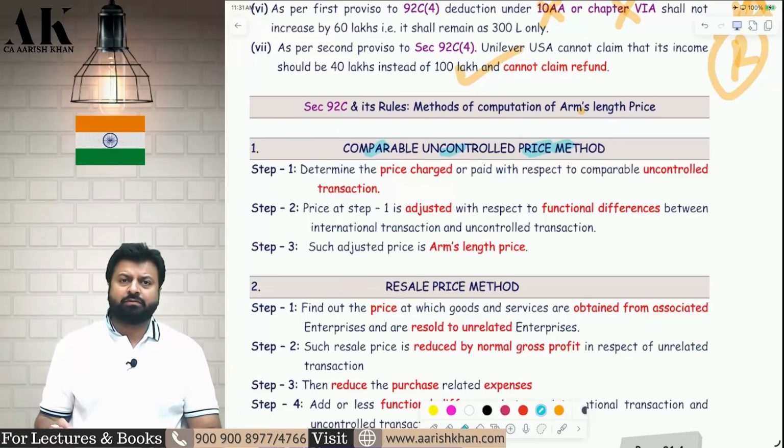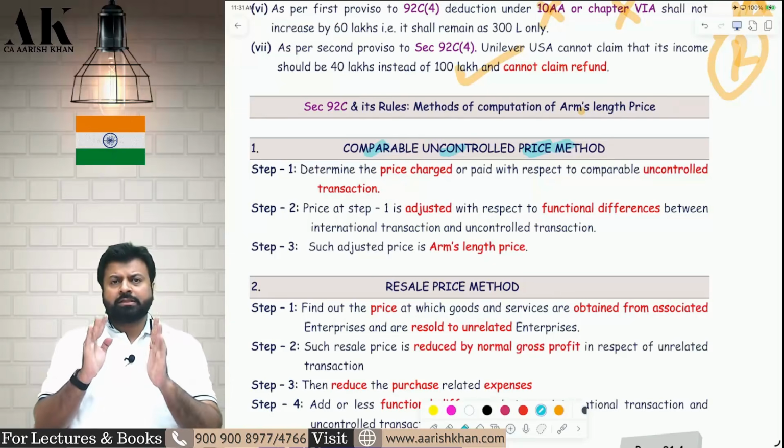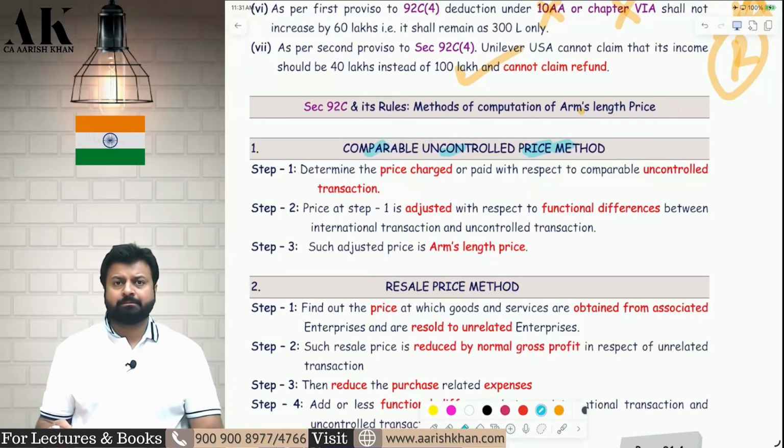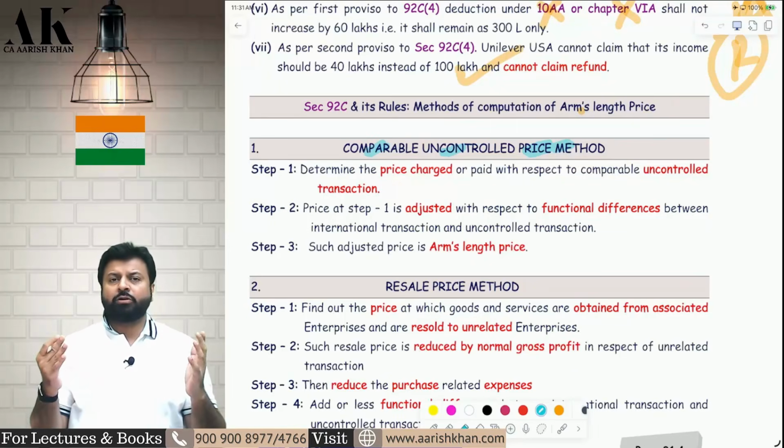Now pay attention please, all of you. Pay absolute attention. Suppose what I am doing is the comparable uncontrolled price method. Try to understand certain terminology.